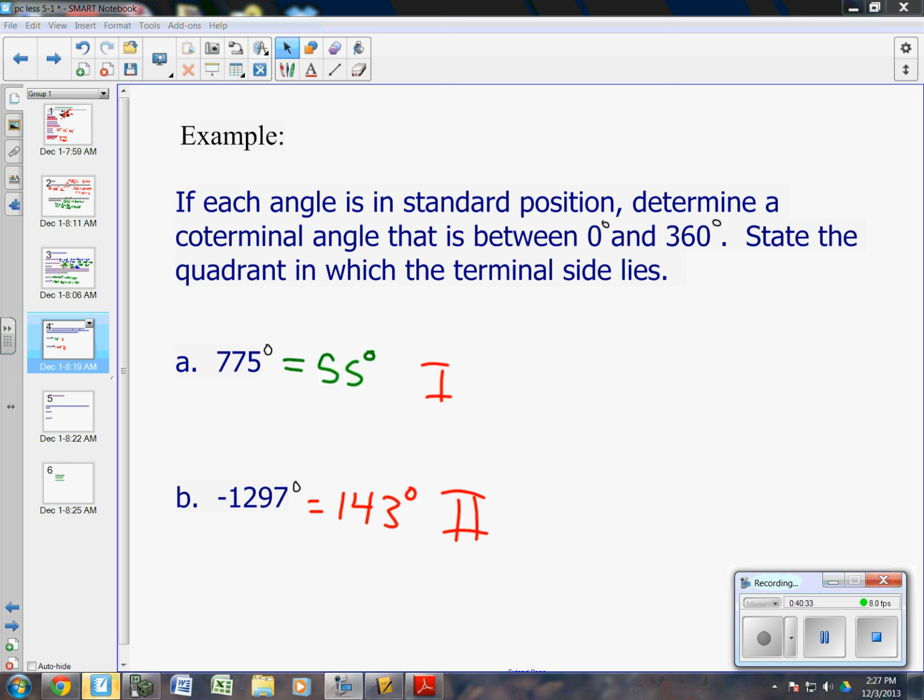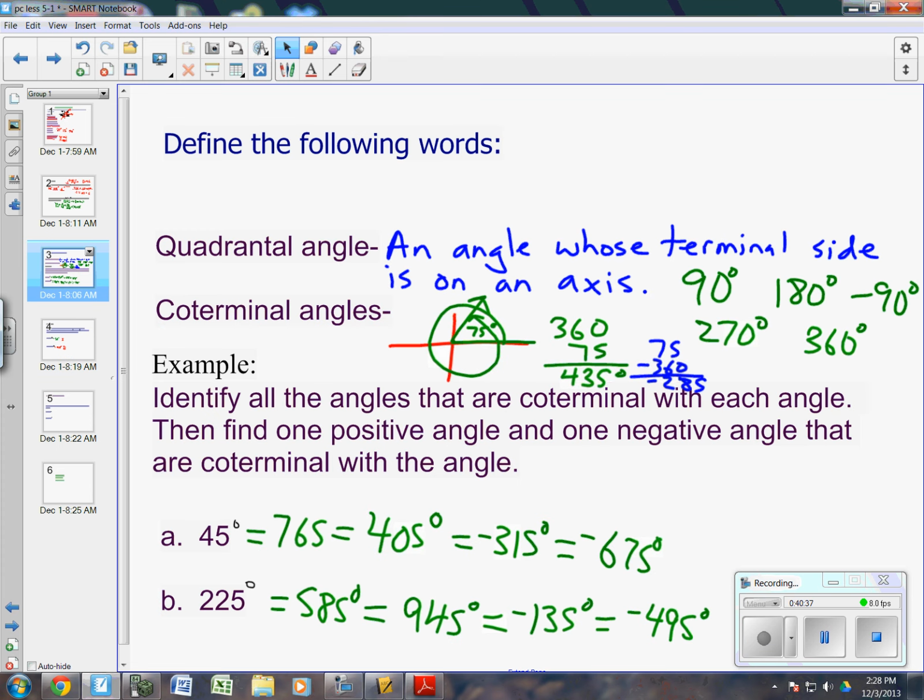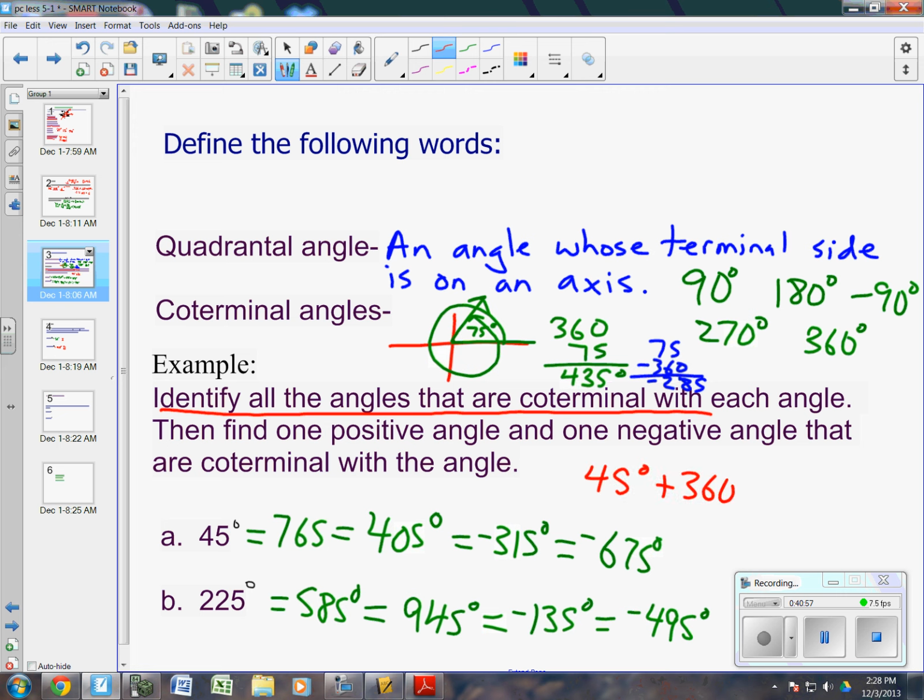Okay? By the way, backing up, hey, you guys, I don't know if you noticed, this says identify all the angles that are coterminal with each angle. Well, how many are there? Infinite number, right? So how do I express that? 45 degrees plus 360 K. What does K stand for?